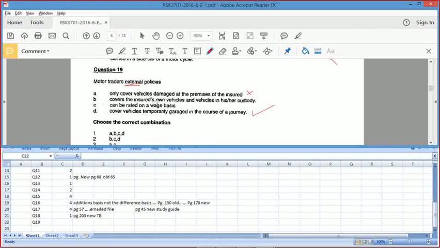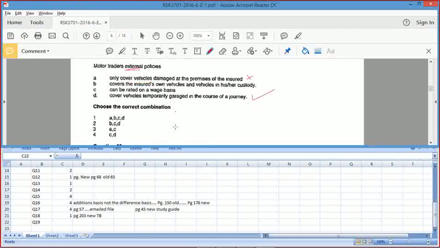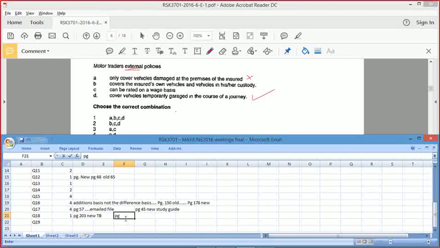Covers the insured's own vehicles and vehicles in his or her custody. Okay, can be rated on a wage basis. There were two bases here. I'm going to check this for you quickly. This is trade motor. This is commercial vehicles. Oh, I see. It will be under motor trade risks. Pardon? It's under motor trade risks. Yes, okay. So I'm just trying to add some extra references here. Motor trade risks. It's this chapter. Okay, there's motor trade risks. Vehicles for sale belonging to customers, repairers and mechanics.